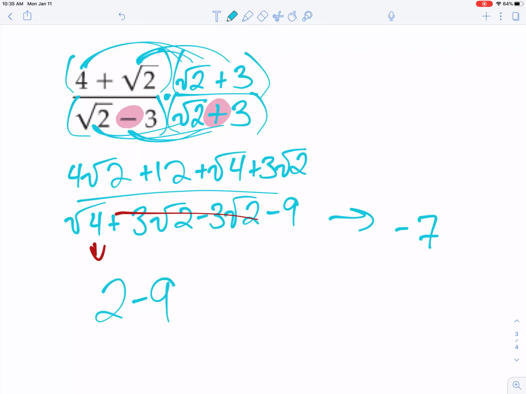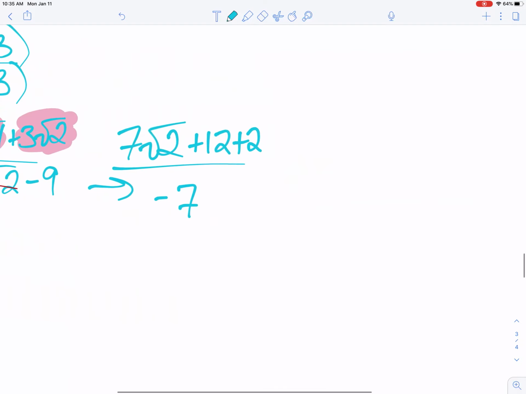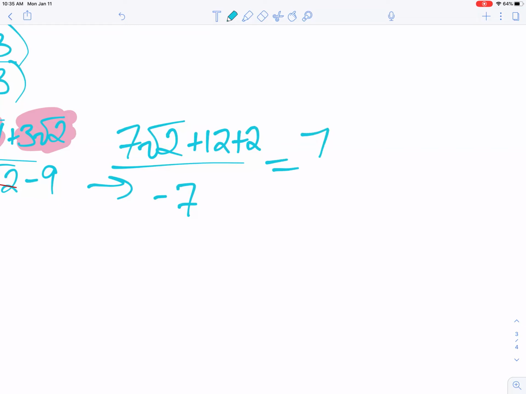All right, let's simplify the top. 2 things. First of all, I'm seeing a 4 root 2 and a 3 root 2. Those are like terms that I may combine to be a 7 root 2. And then I also notice that the square root of 4 is actually just 2. So I have some like terms to combine here. 7 root 2 plus 14 over negative 7.